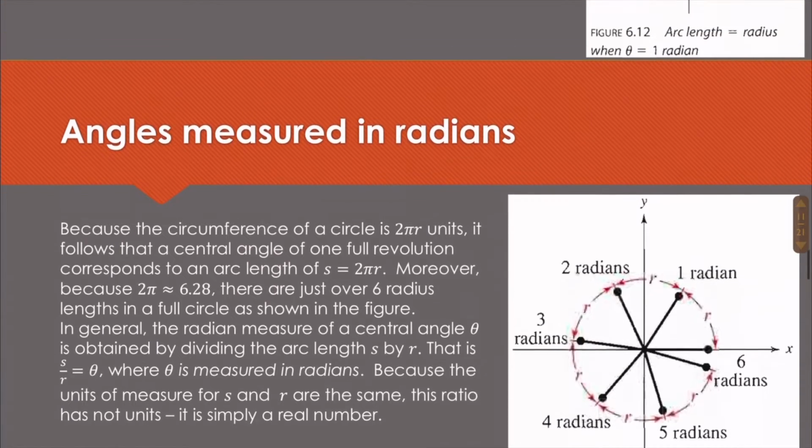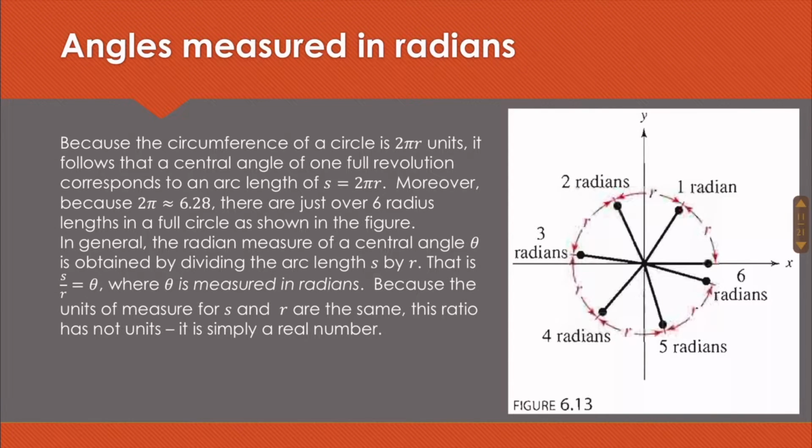So let's talk about how that looks. Because the circumference of a circle is 2 pi r units, it follows that a central angle of 1 full revolution corresponds to an arc length S of 2 pi r. Moreover, because 2 pi is about 6.28, there are just over 6 radius lengths in a full circle shown in the figure. So I could go 1 radius, 2, 3, 4, 5, 6 radiuses, and then there's this little gap right here. In that little gap, how many radians is that? About 0.28 radians. That confirms the idea that since pi is 3.14, 2 pi is 6.28.